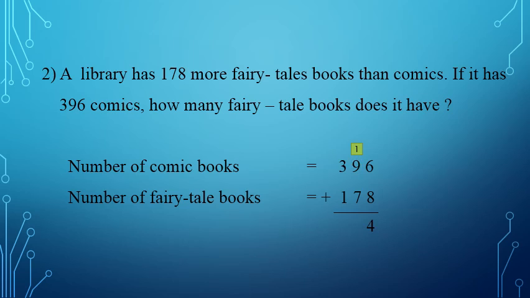9 plus 1 is equal to 10. 10 plus 7 is equal to 17. So write 7 under tens column and 1 is carried over to the hundreds column. 3 plus 1 is equal to 4. 4 plus 1 is equal to 5. So what is your answer? 574 fairy tale books are there in the library.